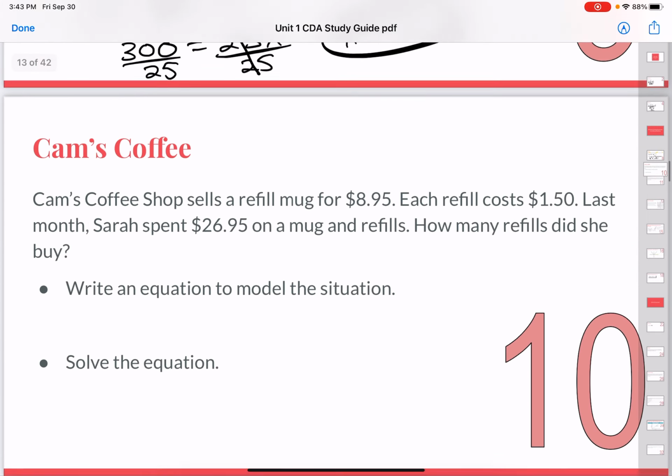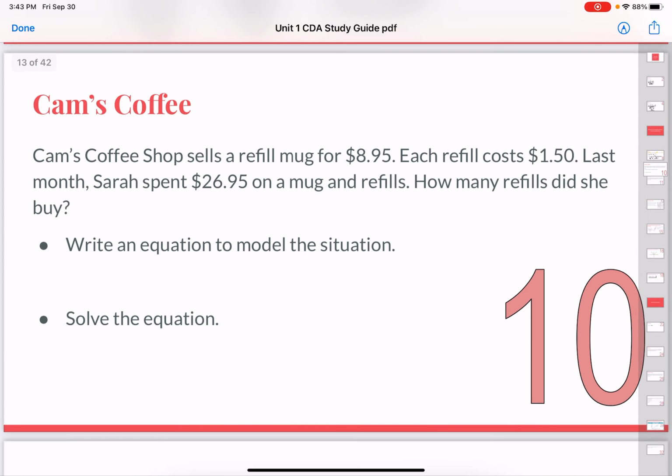So moving on, Cam's Coffee. Cam's Coffee Shop sells a refill mug for $8.95. Each refill costs $1.50. Last month, Sarah spent $26.95 on a mug and refills. How many refills did she buy?